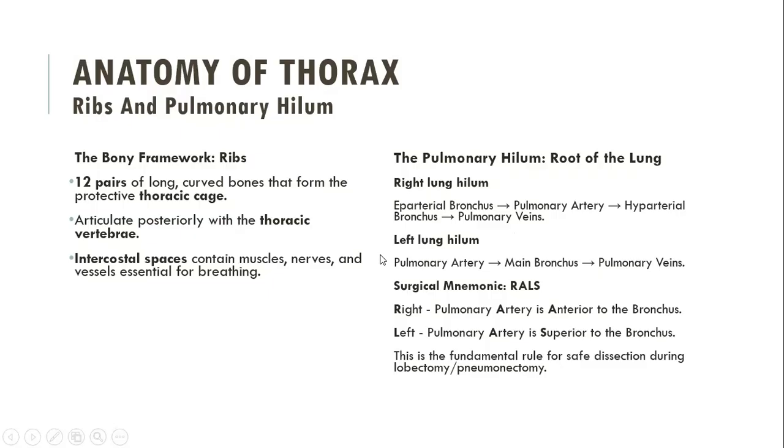In the left lung hilum, the sequence is pulmonary artery, then main bronchus, then pulmonary veins. So this is a surgical mnemonic, like RALS, that is important when you are doing surgery on the lungs. In the right lung, the pulmonary artery is always anterior to the bronchus. And in the left lung, the pulmonary artery is superior to the bronchus. This is basically the fundamental rule for safe dissection during lobectomy or pneumonectomy.